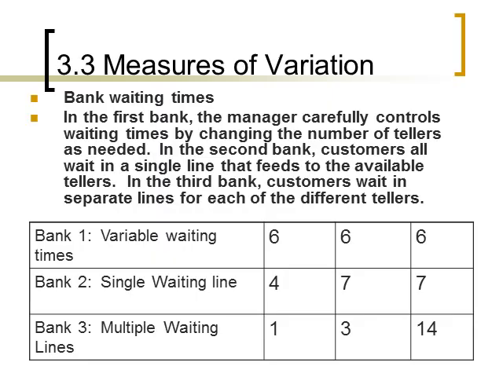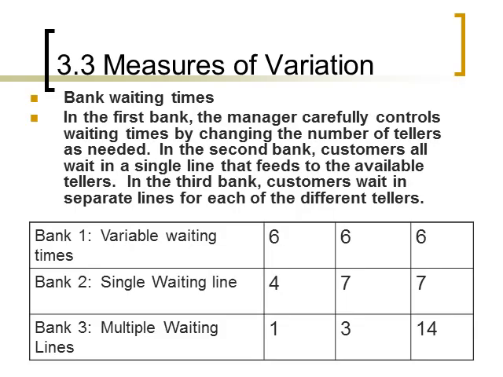In Bank 1, all three customers waited 6 minutes exactly because the manager carefully controlled the wait times. In the second bank, with a single waiting line, the measures did vary. They weren't all identical. In this case, you can see that one waited 4 minutes and the other two waited 7 minutes. The third bank that has the multiple lines had a lot of variation. One customer just waited 1 minute, another 3, and another 14.